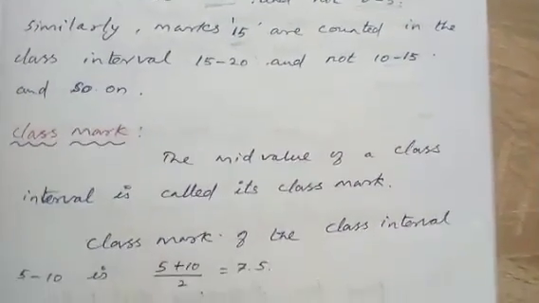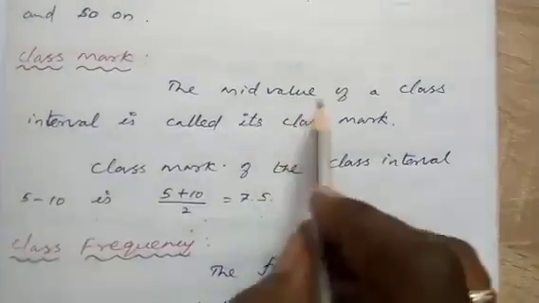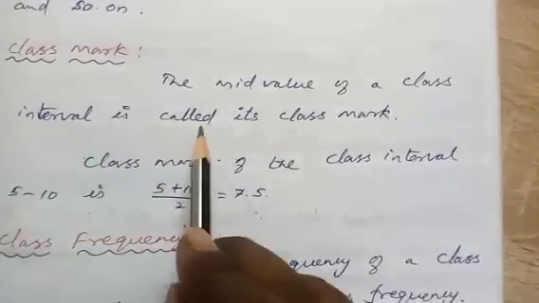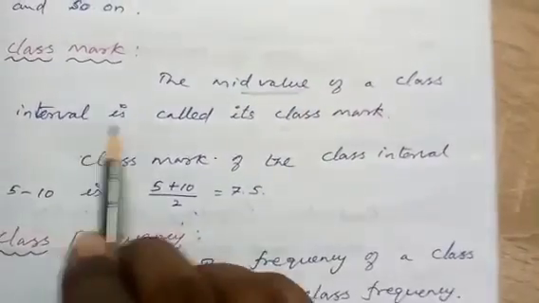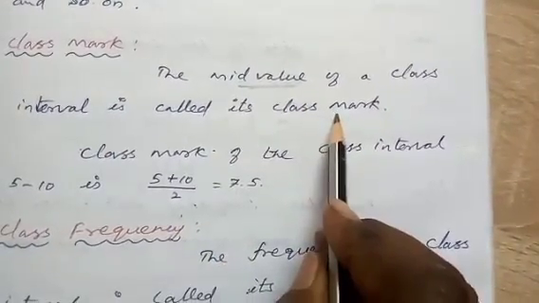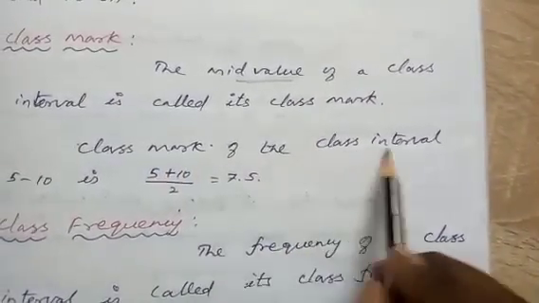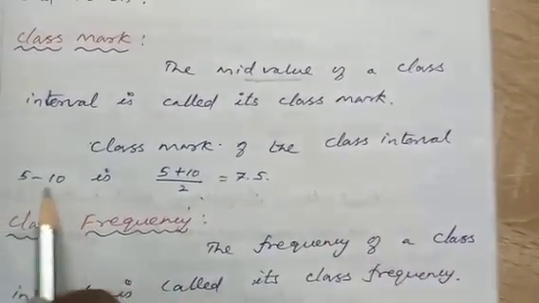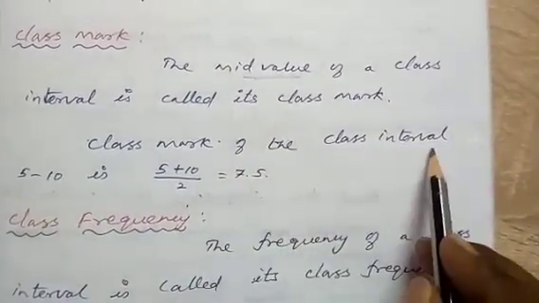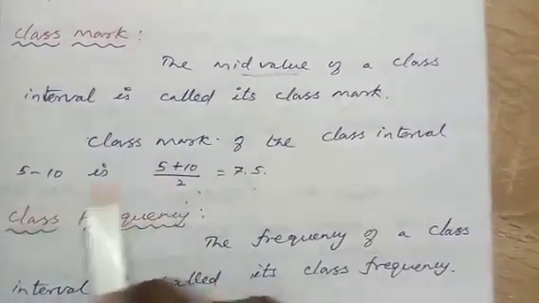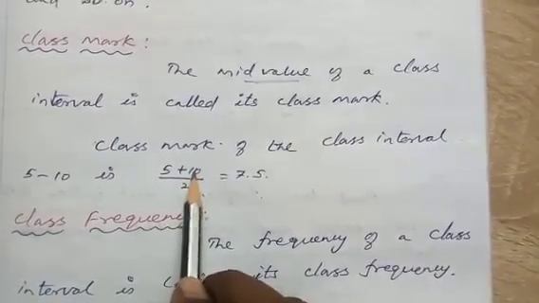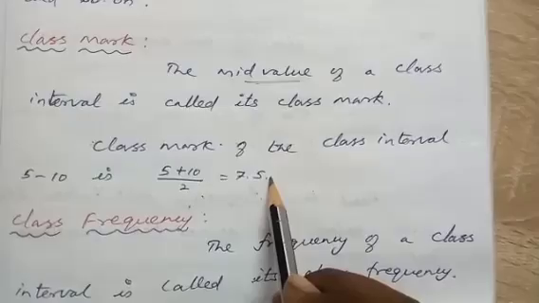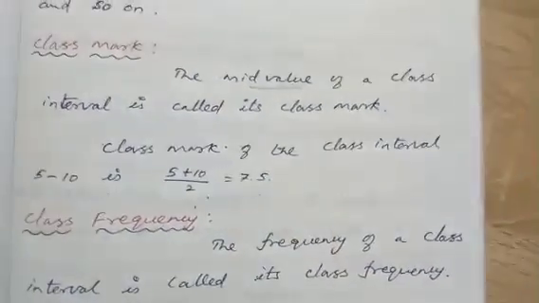So the next one is class mark. The mid value of a class interval is called its class mark. So the class mark of class interval 5 to 10 is 5 plus 10 divided by 2. So 5 plus 10 is 15, 15 divided by 2 is equal to 7.5.